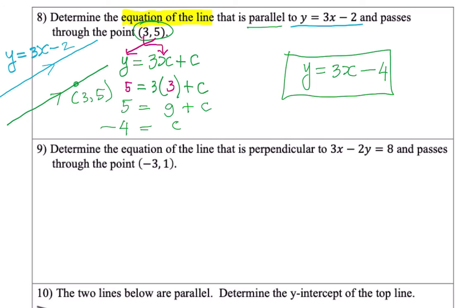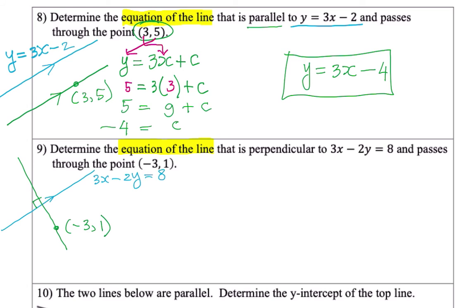Now question number 9 is a little more tricky. So this time around we have two lines again. So the first one is the blue one here with 3x minus 2y equals 8. And then the second one is perpendicular to it. And it passes point negative 3, 1. So first of all, we don't know yet the gradient of the blue line. So we will figure it out first. So we have to rearrange.